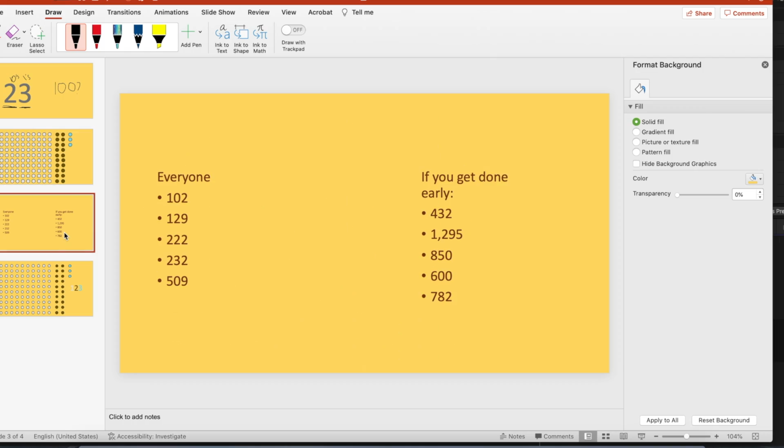Each table is going to get 5 of these placemats, and you'll need to represent each of these following numbers on the placemats. So 102, 129, or you can also say it as 129, 222, 232, and 509. After you've finished with all 5 of these numbers, call me over.